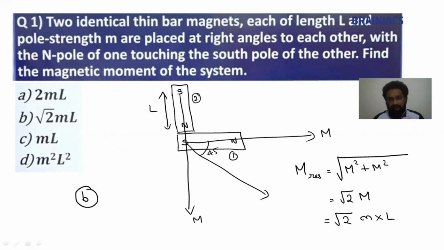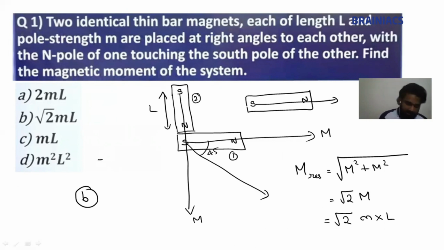Clear? So this can be kept at any angle. Here it is 90 degrees. It can be kept at 30 degrees, 180 degrees. One thing we need to consider here is that the direction of the magnetic dipole moment is from south to north, just like we take the electric dipole moment from negative charge to positive charge, for minus q and plus q. Same way here, it is from south to north. Hope it is clear. We will move to the next problem.